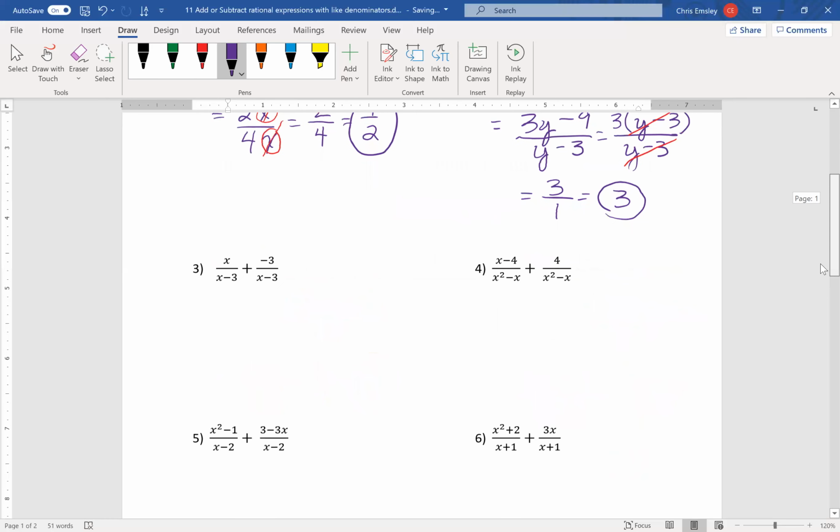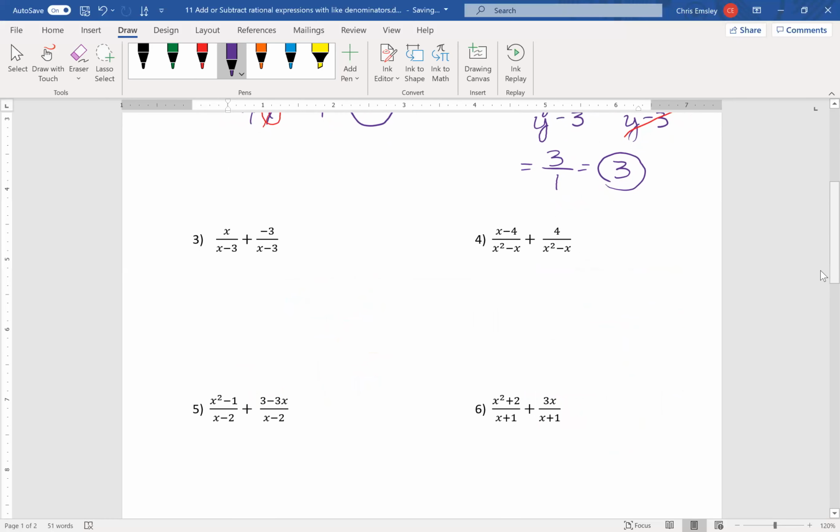So the adding and subtracting here is not too tricky, but we're going to get some good practice simplifying rational expressions. So we'll keep going through several of these examples. Here, this next one has a common denominator of x minus 3. So we'll do our arithmetic across the top. We get x plus a negative 3, which could be rewritten as x minus 3 over x minus 3.